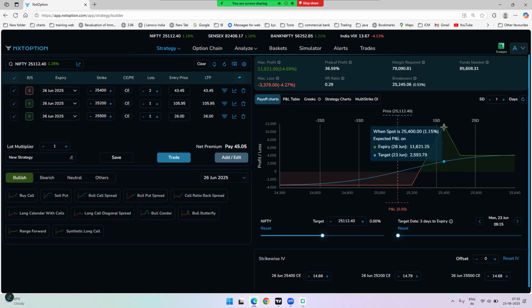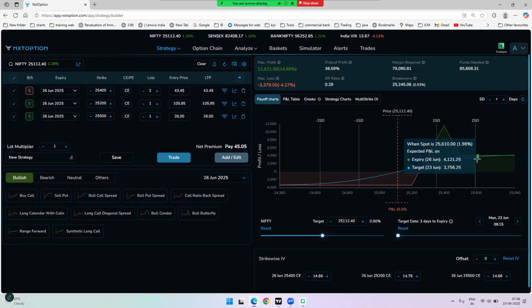For me to make an optimal profit, as you can read here, on the expiry day, if the market closes at 25,400, then I will have 11,621. But remember, on the current day, if the market goes to 25,400 by the end of the day, I'll just have a gain of 2,500, because the premium for my short position will obviously increase. As a result, I will not have the complete 11,000 profit here. But if I wait till the expiry, my profits would be better. That would be around 3,461 I would be getting.